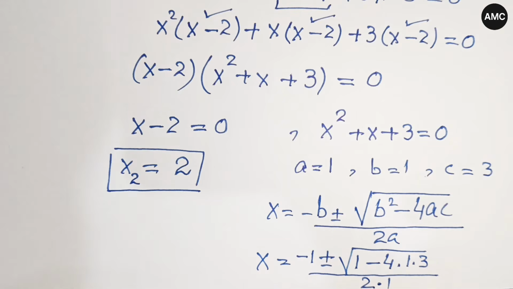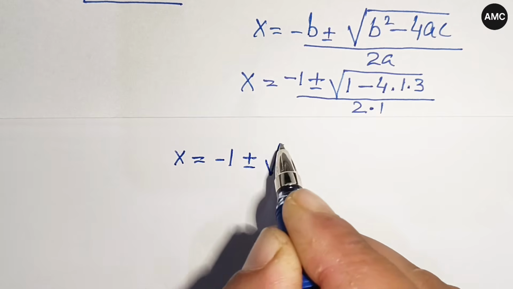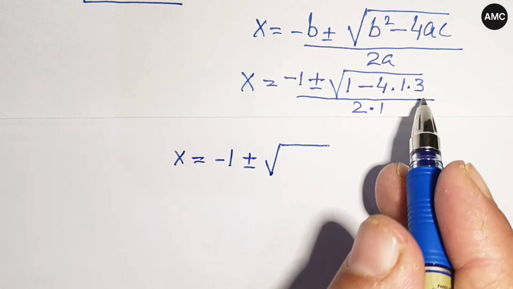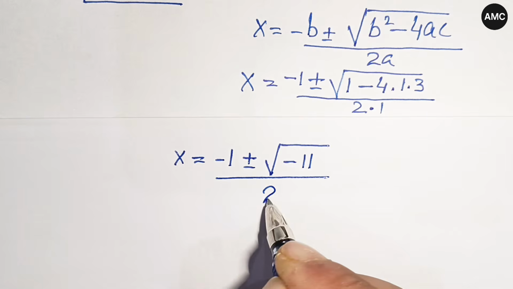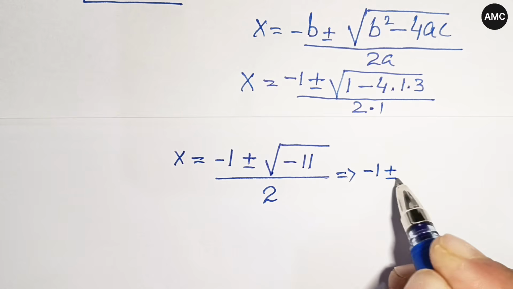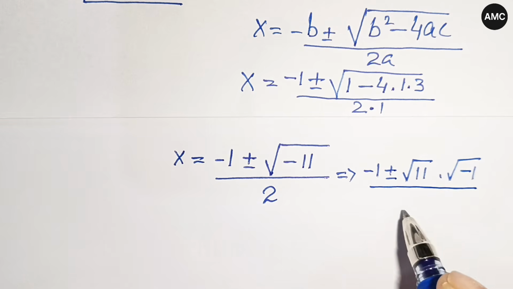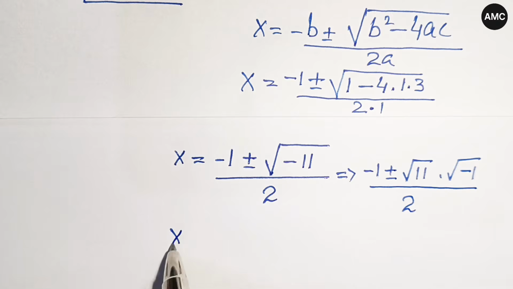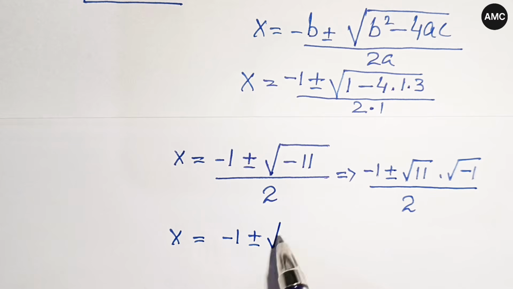So our next step will be, here we have x is equal to minus 1 plus minus square root of 1 squared is 1, and 4 times 3 is 12. So 1 minus 12 we get minus 11 all over 2. Here this square root of minus 11 can be written as plus minus square root of 11 times square root of minus 1, all over 2. Now x is equal to minus 1 plus minus, we have a complex solution here, that is square root of 11, and this square root of minus 1 is equal to i, all over 2.